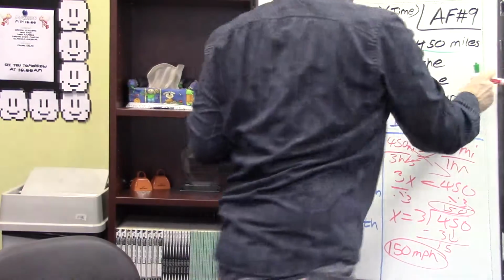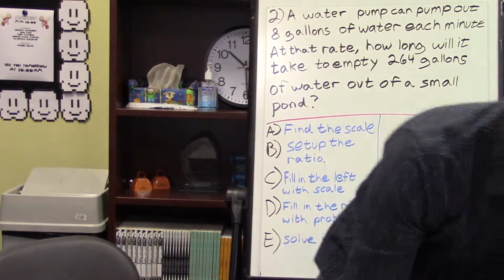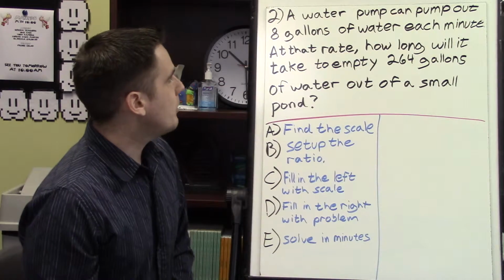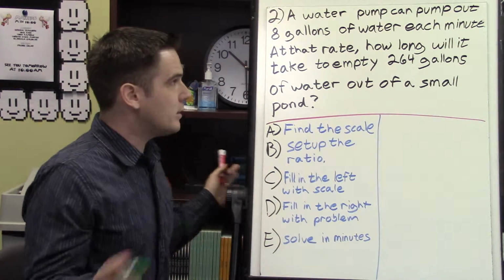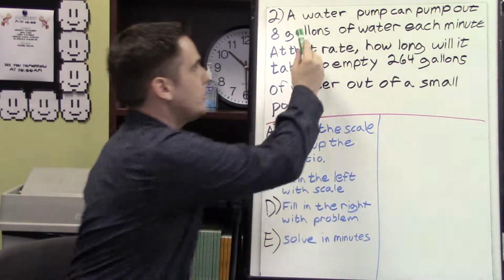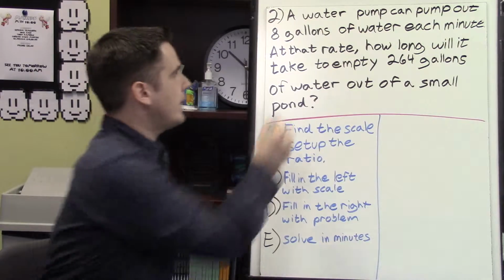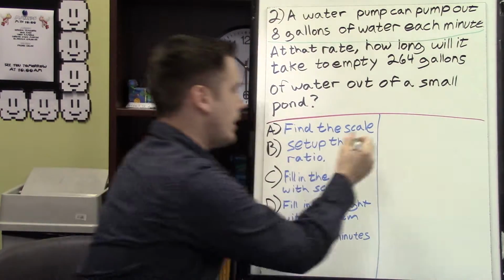Alright, we got one other problem to work through, and some of you might be thinking, why? You just taught me how. So let's just do a quick review. A water pump can pump out 8 gallons of water per minute. Okay, gallons and minutes might seem weird to you. It doesn't matter. We've got 2 units of measurement. Let's go ahead and find the scale. There's the scale. Set up the ratio.